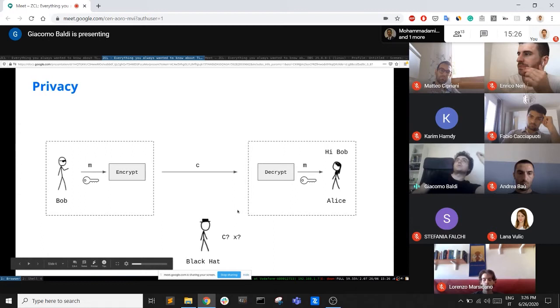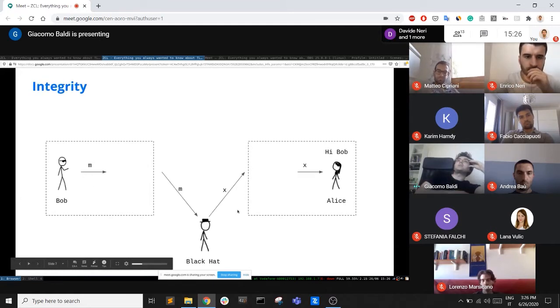Obviously, this is a simplification, okay, because black hat can do whatever. It can also change the atoms or the physical reality in his favor to obtain these messages. So this is just a simplification of this property. The other property is integrity.